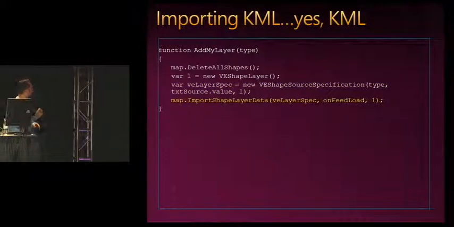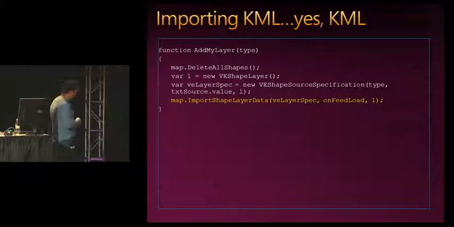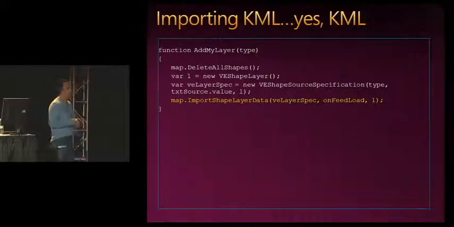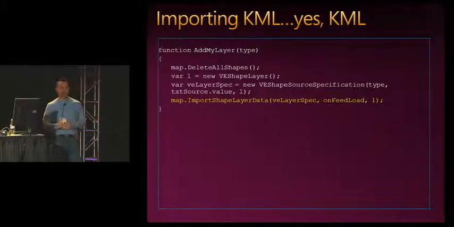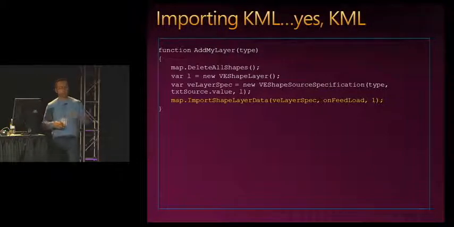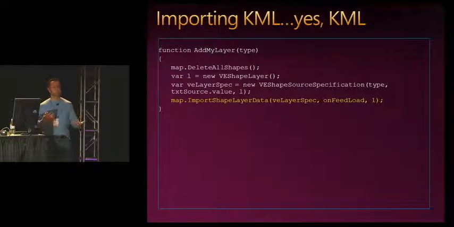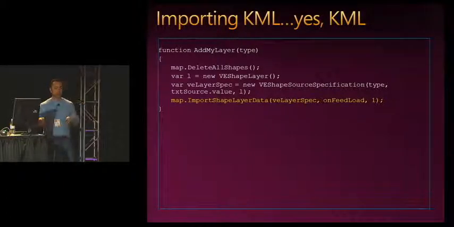Okay? Next bit of code is the import shape layer data method. So I'm going to take my spec that I just created. Then I'm going to have a callback. Right? I'll show you the callback in a second. But it's just basically allowing you, once the data is rendered, what else do you want to do? You want to do something else? Do that. We'll call this function that I created called onFeedLoad. And then I'm actually putting it into a specific shape layer right there.